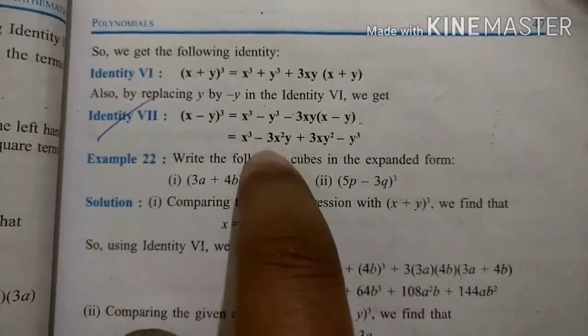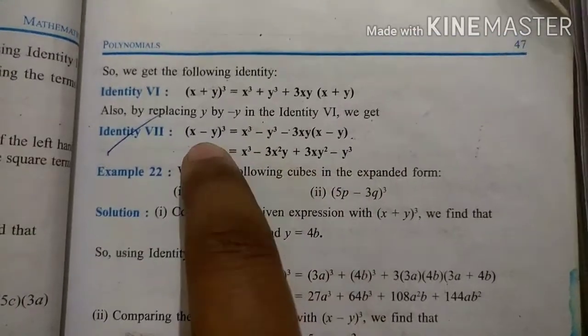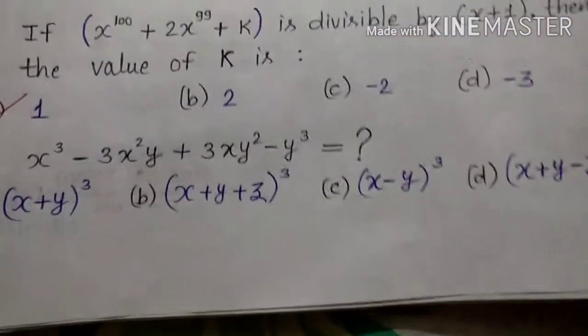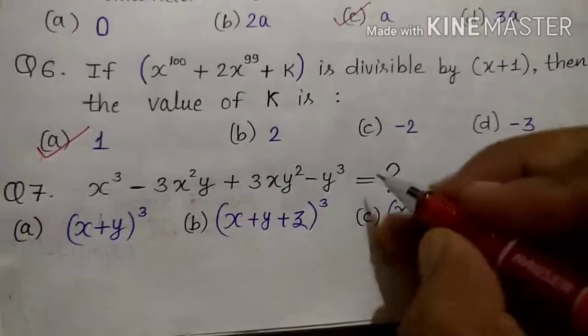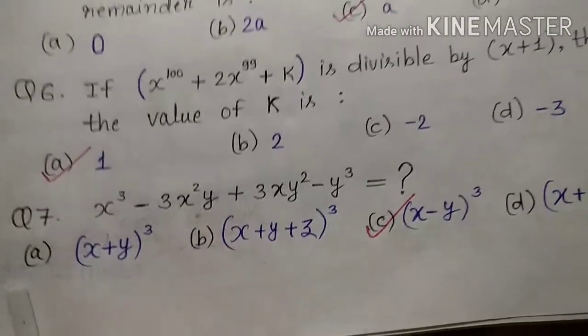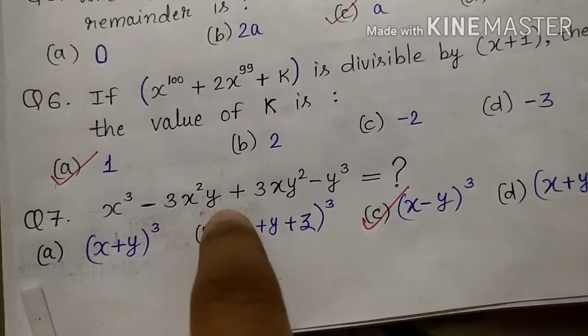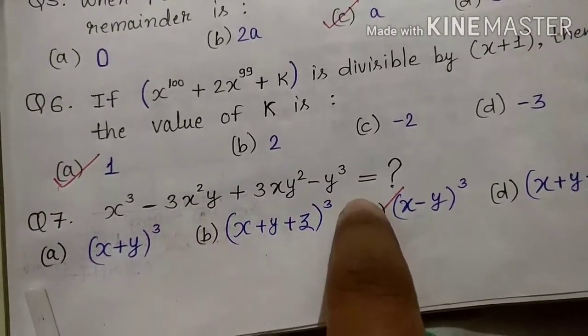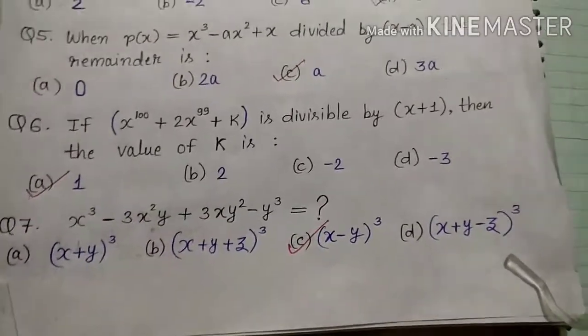So which part is written here, the left side or the right hand side? It was written on the right hand side. So the answer should be x minus y whole cube. Just check, x minus y whole cube is there. Yes, this is part C. So x minus y whole cube equals x cube minus 3x square y plus 3xy square minus y cube. This is the answer of question number 7.